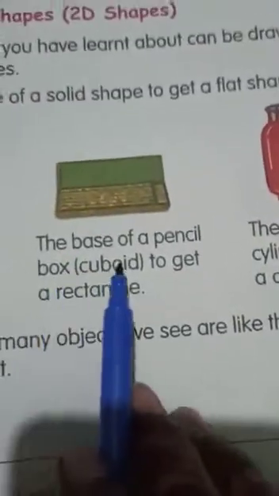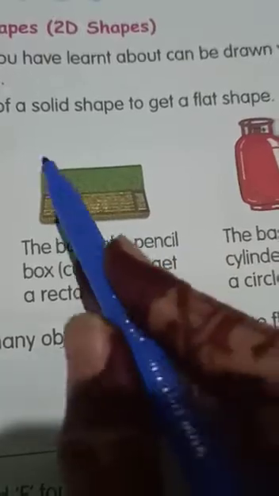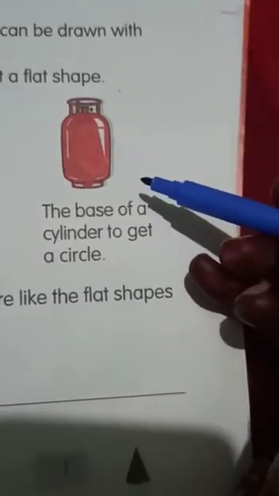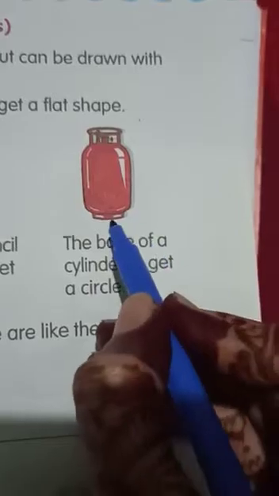Next, the base of a pencil box. See, it looks like a cuboid. To get rectangle. What is this? Cylinder. The base of a cylinder to get a circle. See, this is the base of a cylinder. If we draw it now, we can get a circle.